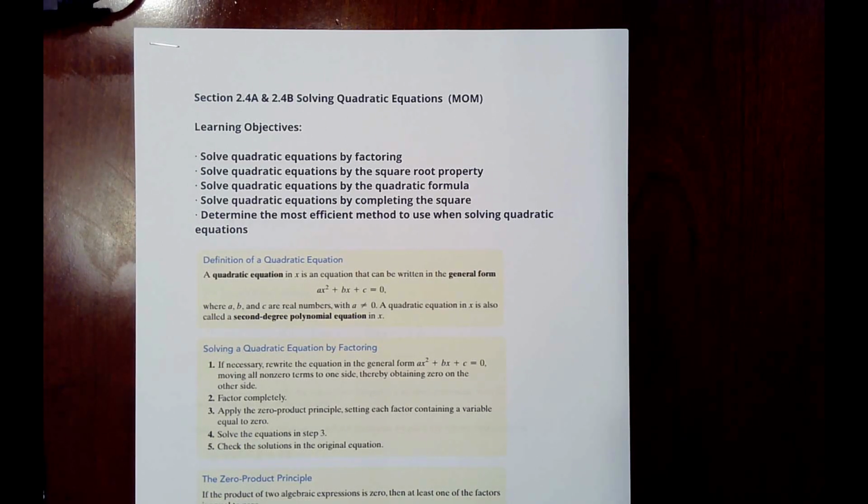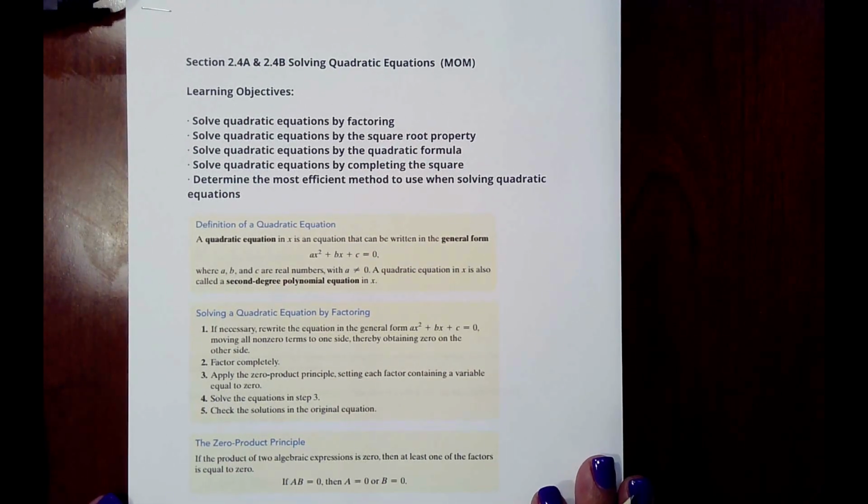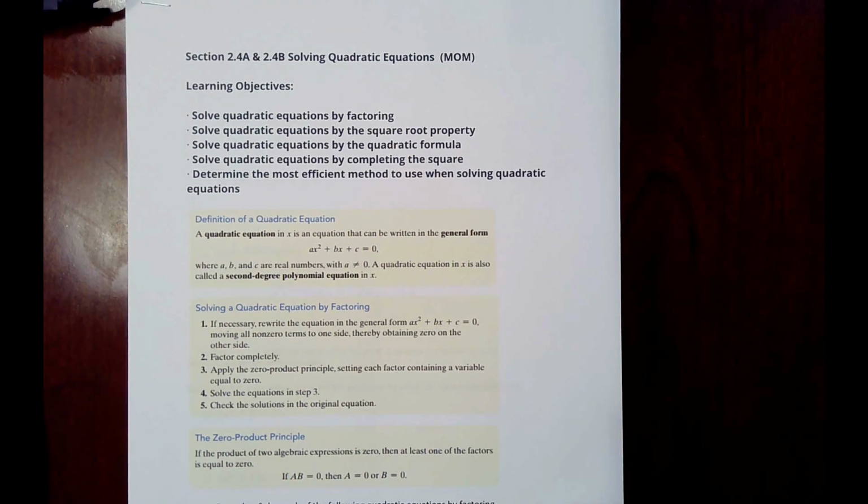Okay, this is a lecture video for college algebra, sections 2.4a and 2.4b. In this section, we're going to be looking at various methods for solving quadratic equations, which are second degree equations. Specifically, we're going to be looking at the methods of factoring, using the square root property, the quadratic formula, and completing the square, all as methods to solve second degree equations, which are quadratic equations.